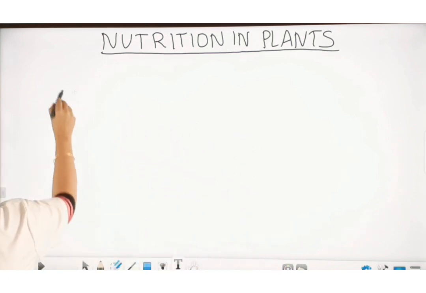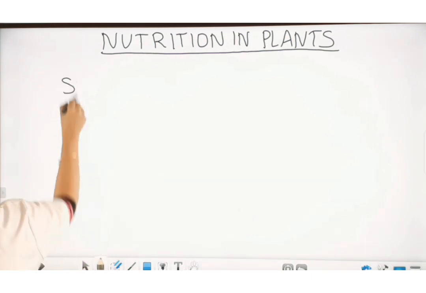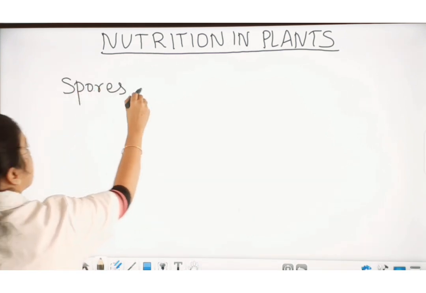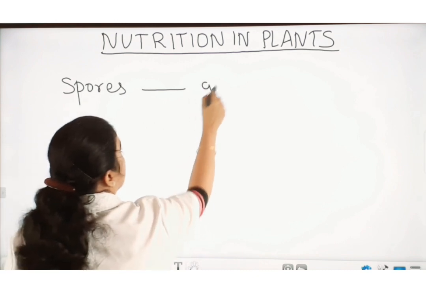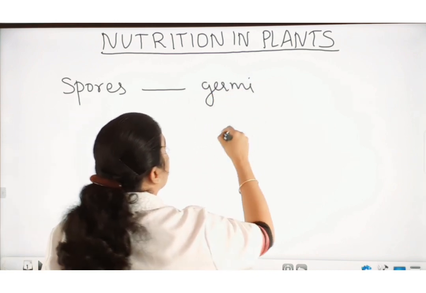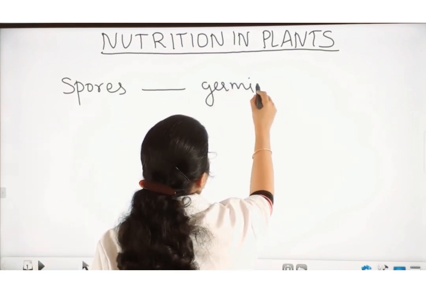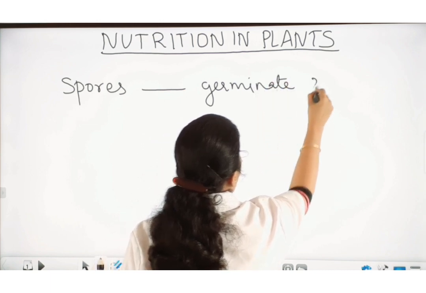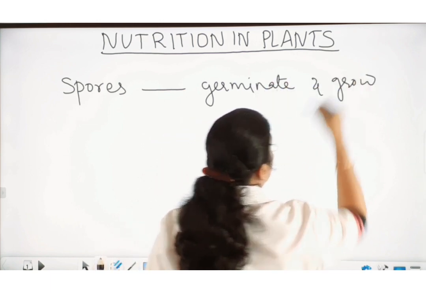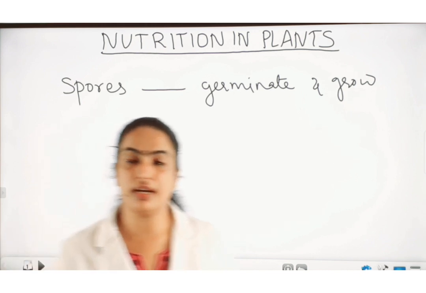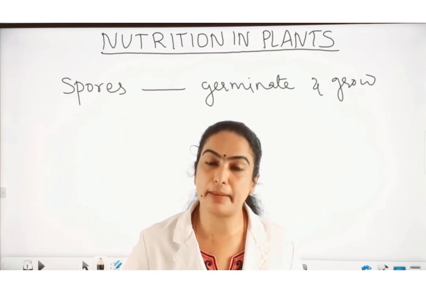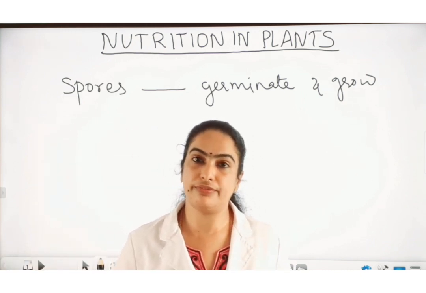So the fungal spores are present in the air, and then on wet and warm things, they can germinate and grow. Is it clear about the fungi? So fungi is an example for saprophyte.